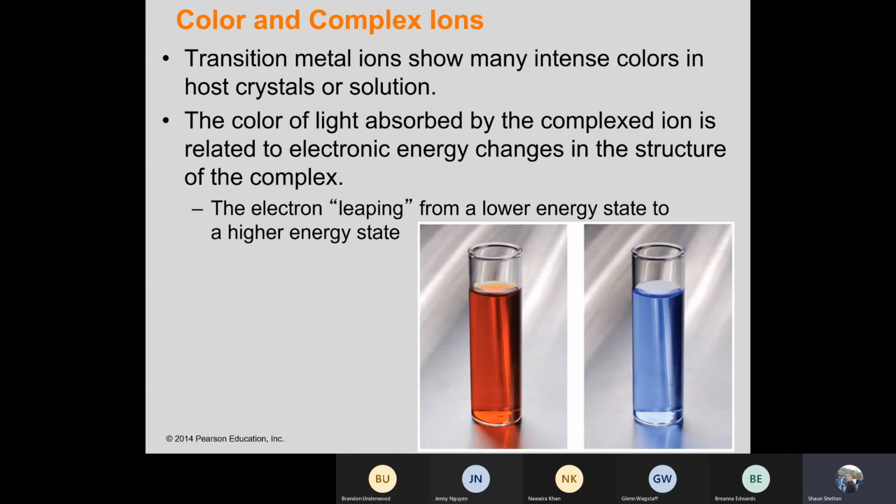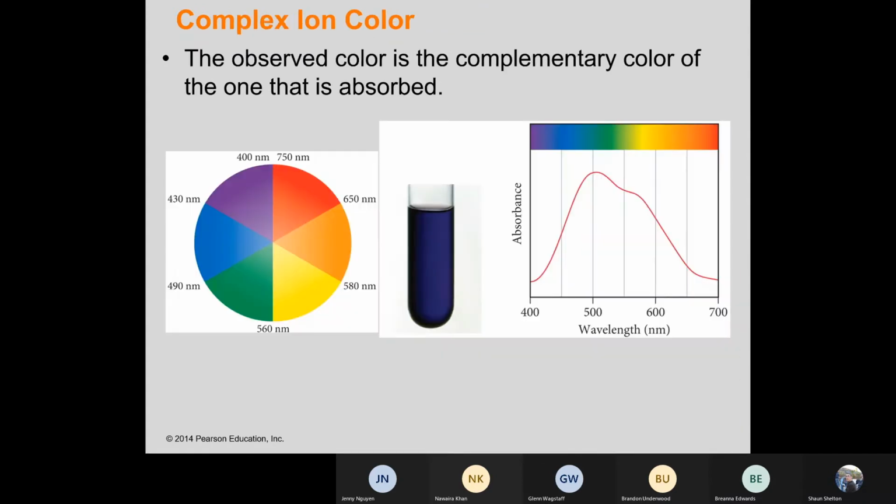So as we talk about the crystal field theory, we also talk about colors, because the colors that we observe are really dependent on the crystal field splitting that we're talking about. Transition metal ions show many intense colors. We talked about emeralds being green because of chromium. We talked about aquamarines being blue because of iron. The color of the solutions depends on this energy state, and this energy state is reflective of the type of ligand.